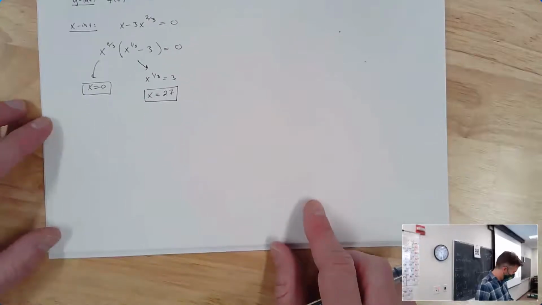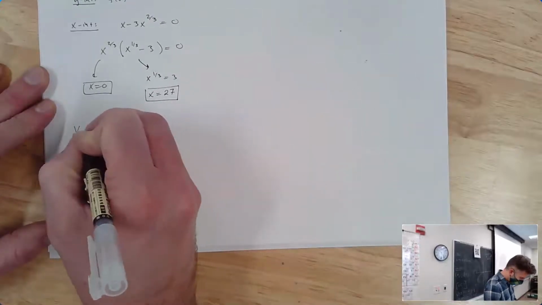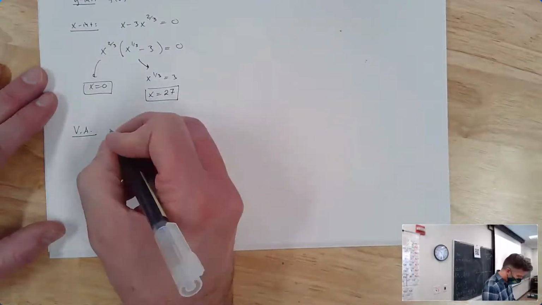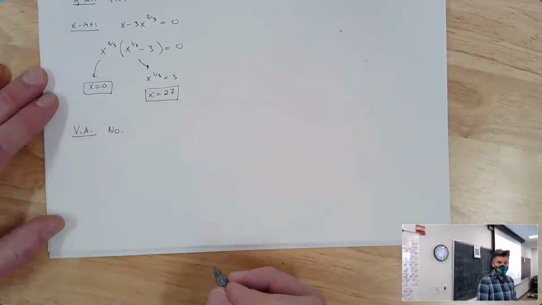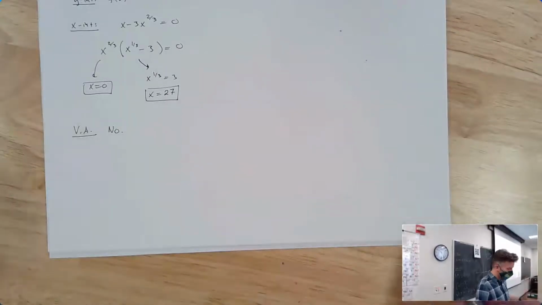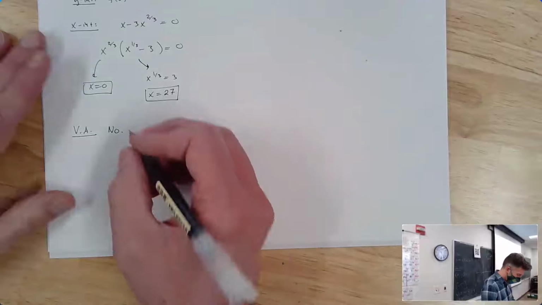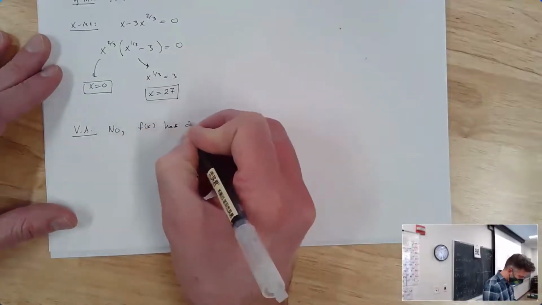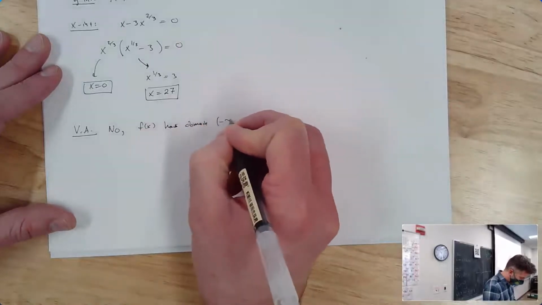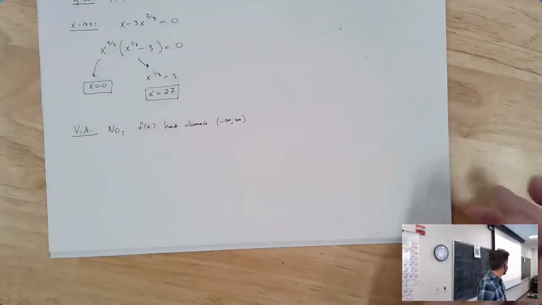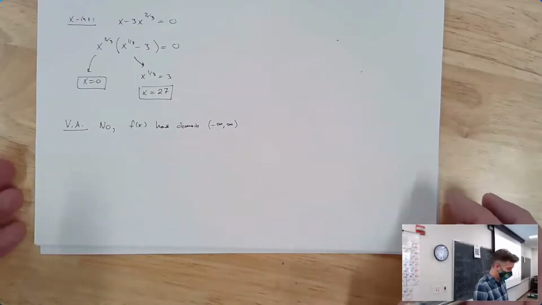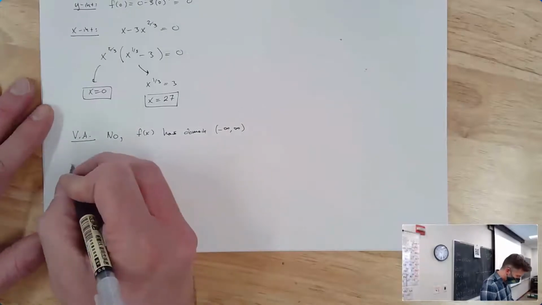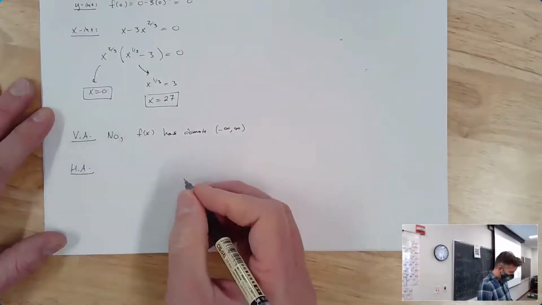Asymptotes. Vertical asymptote? Maybe. Probably not, though. Definitely not, actually. No. You can't have a vertical asymptote if the function isn't undefined anywhere. So this function has domain everything. Right, and to have a vertical asymptote, the function needs to be undefined. And then horizontal asymptote, probably not.